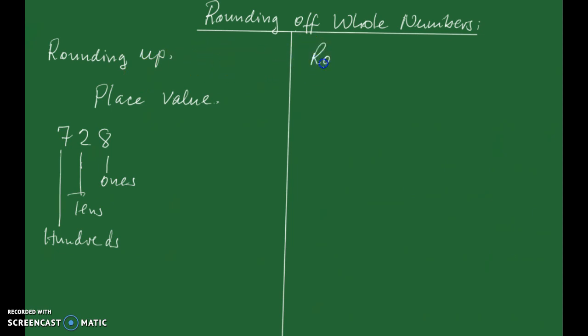So we are rounding up now. To round up, we have to consider the next number in a given whole number. We've got to consider the next number from the place value we are interested to round off. For example, round off 728 to the nearest tens.